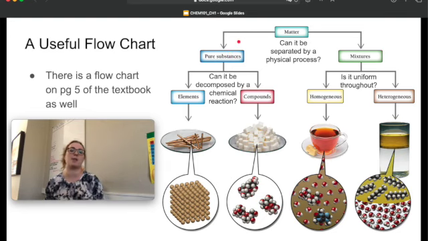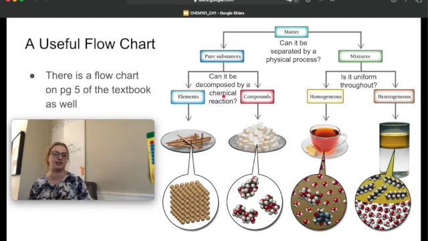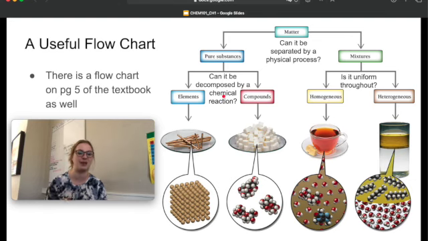Or I like to think about it as: do I have all of one thing, or do I have some representation of different things? If it's a pure substance, you can ask, can it be decomposed by a chemical reaction? So is it a molecule or is it an atom? We can decompose molecules by chemical reactions to get them back to their original atomic elements. And if we're thinking about mixtures, again, we have the question: is it uniform throughout? If so, it's homogeneous. If not, it's heterogeneous.